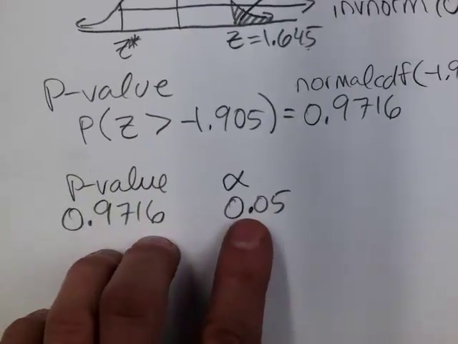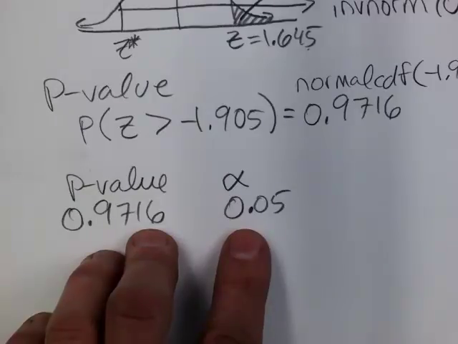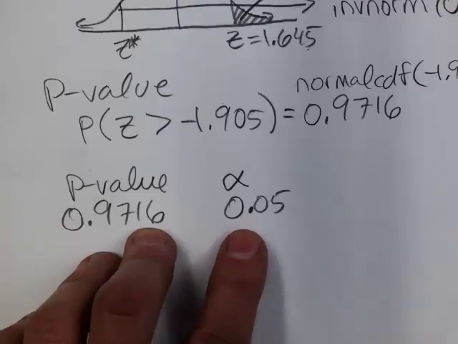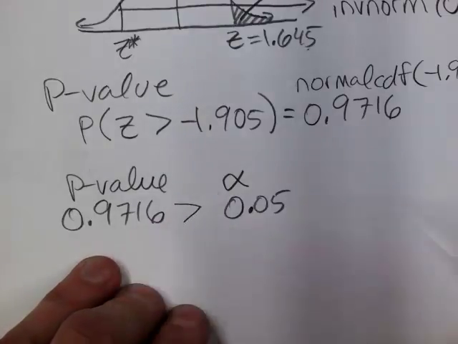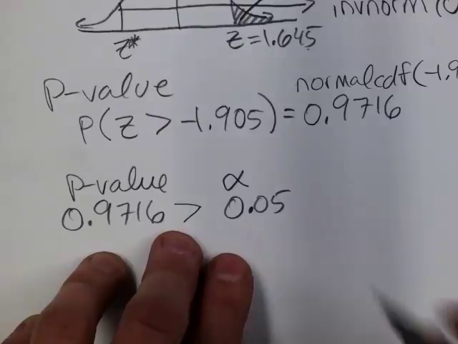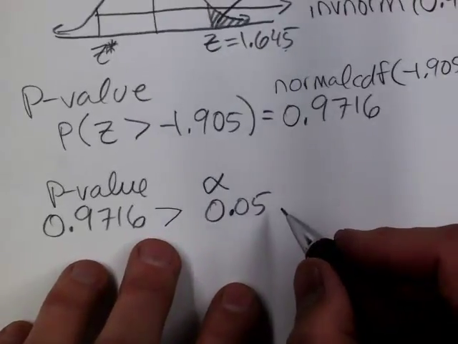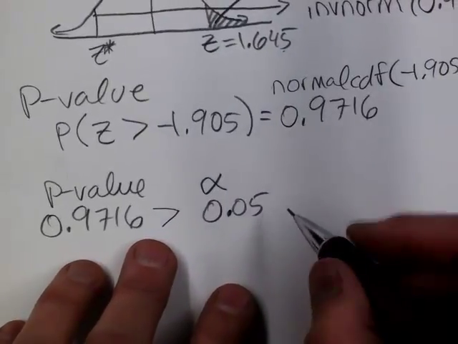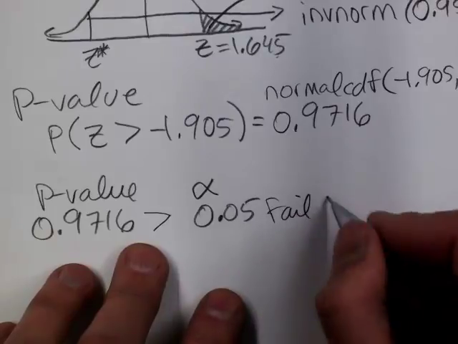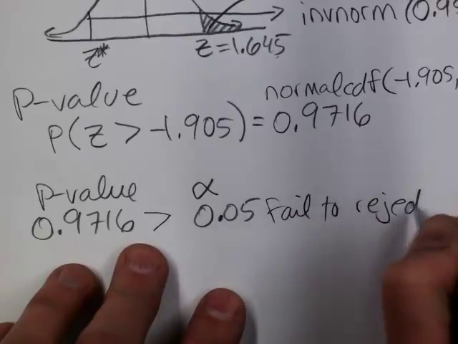Okay, so is my p-value greater than alpha, or is it less than or equal to alpha? It's a lot greater than. Okay, so I'm going to put greater than. So when your p-value is greater than your level of significance, we're going to fail to reject the null.